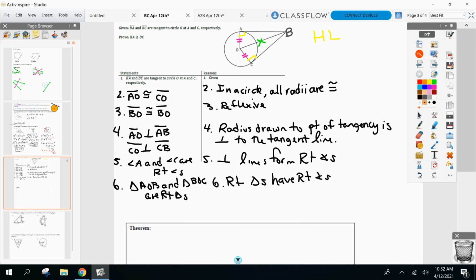And then we should be on our way now with the next 2 steps. Now you can say they're congruent by the HL method. And then those 2 segments are congruent by CPCTC. I got HL.